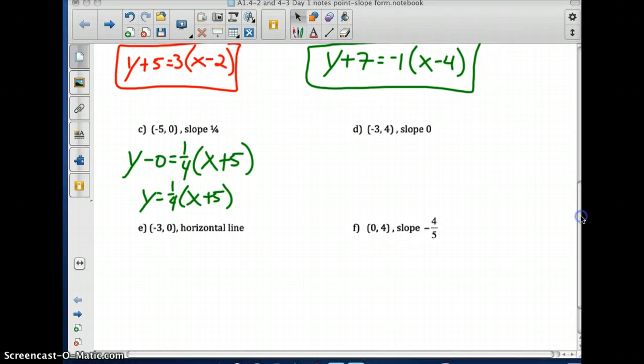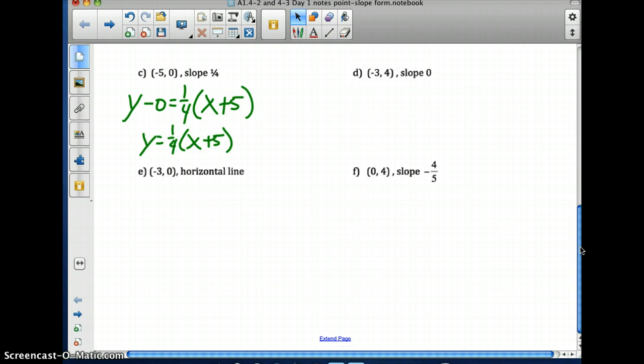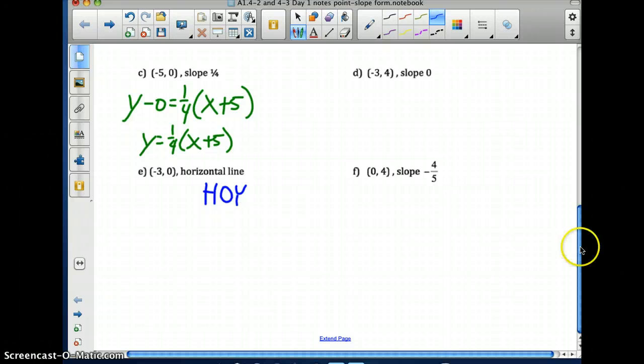Want to do D, you can. To save time, let's jump to E. Ashlyn, what word are we going to write down for E that helps us write this equation? Horizontal. Is D vertical? No, a vertical line would be x equals. It's horizontal. I would have written y minus 4 equals 0 times the quantity of x plus 3. But it is horizontal because it ends up being y equals 4. Agreed?